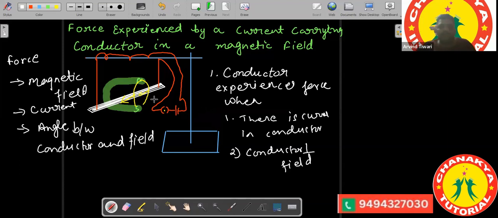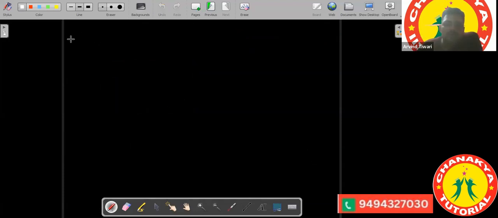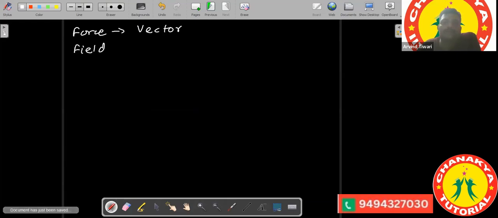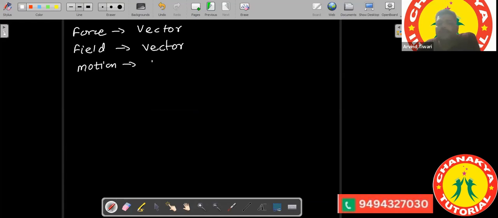Here, actually, the force is being experienced by the charges which are there. Now, force is a vector quantity. We have magnetic field, which is also a vector quantity. And we have direction of motion of the conductor. So motion is also a direction, and hence it is also a vector quantity. So how do we determine in which direction it will experience the force?